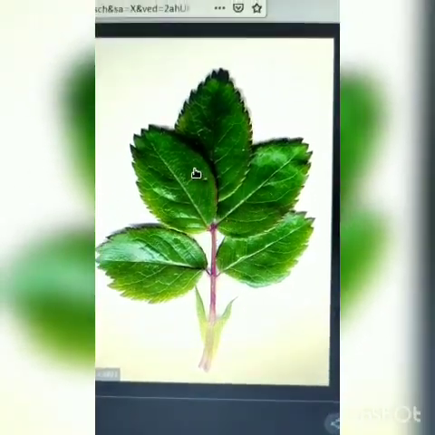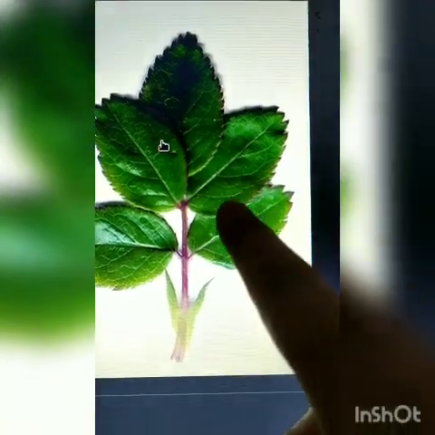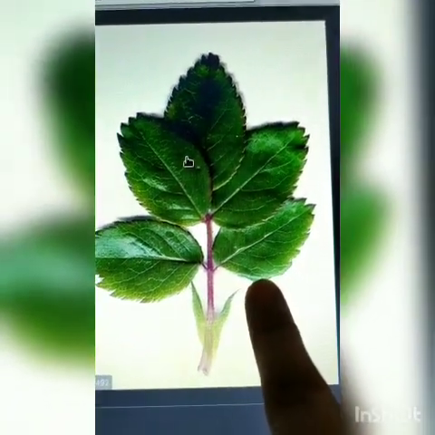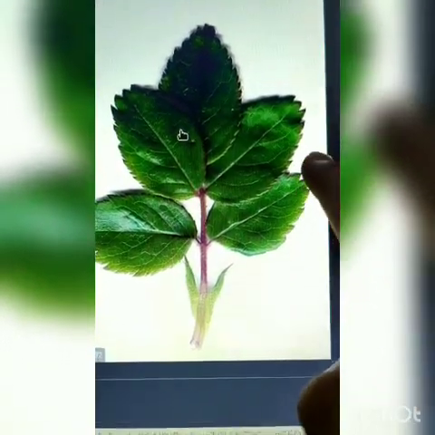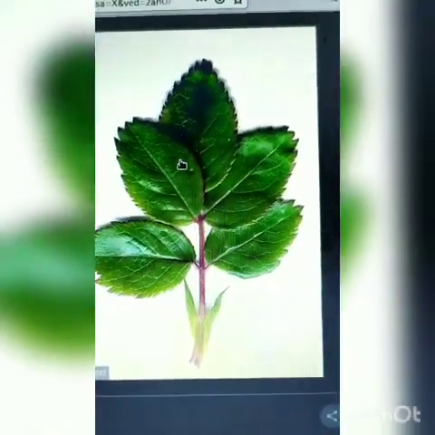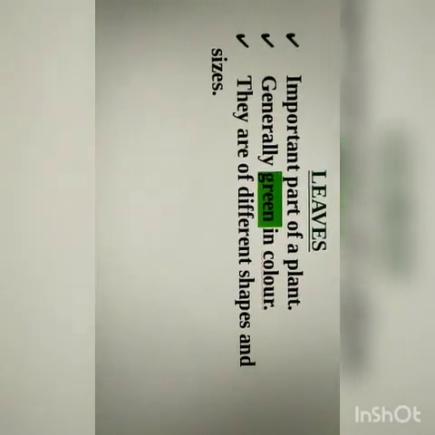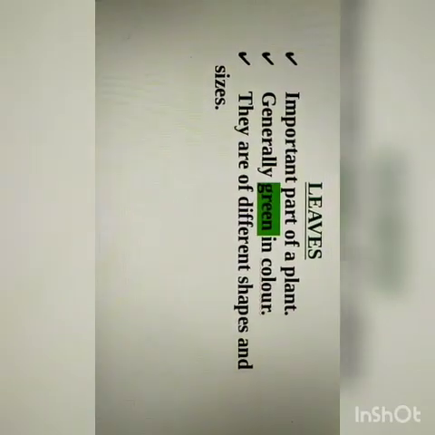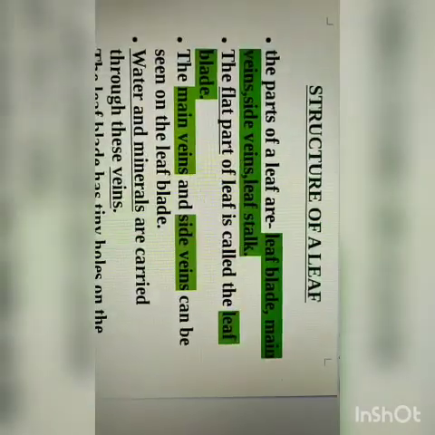Toothed edges means they have sharp or pointed edges, as you can see in this image. These leaves are of rose plant. Okay, and you can see these pointed sharp edges over here. Okay, so these were the different types of leaves. Now we'll study about the structure of a leaf.